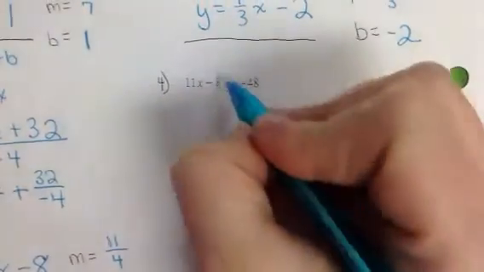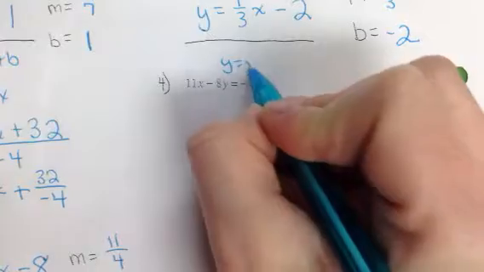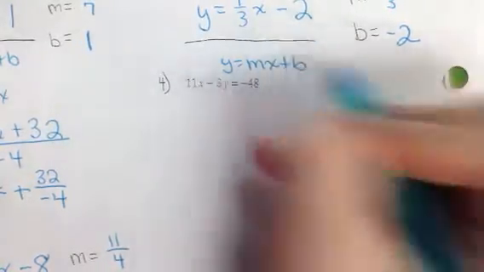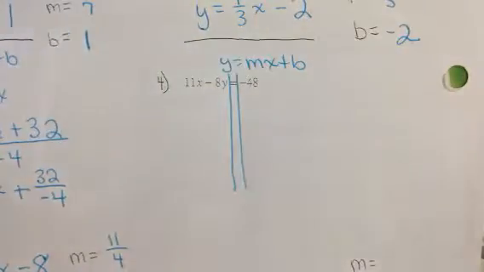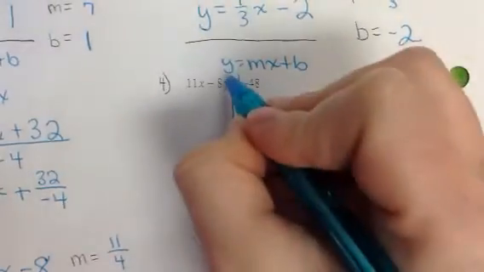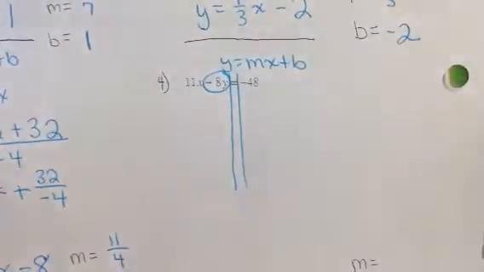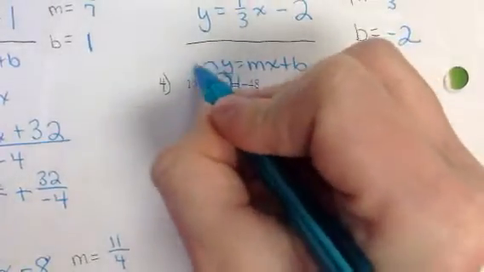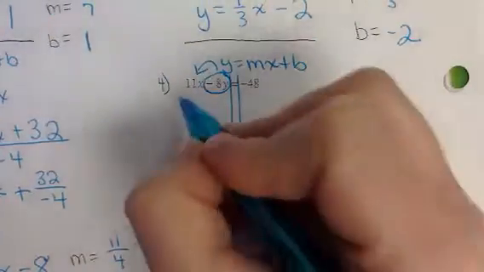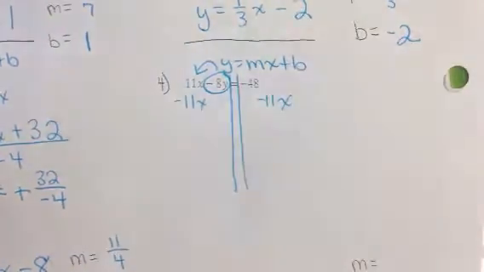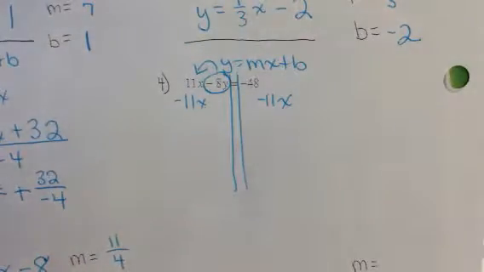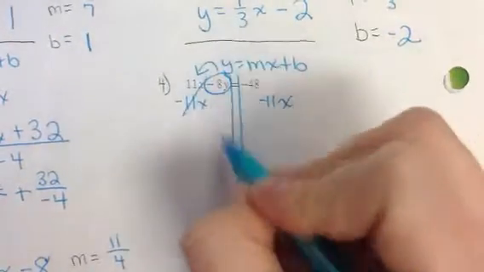Number 4, I write how I want it to look, y equals mx plus b. I find the term that contains the y. So it has a minus 8y. I'm going to move this term away from it. So minus 11x on both sides first. Cancel it out. I'm going to bring it down.